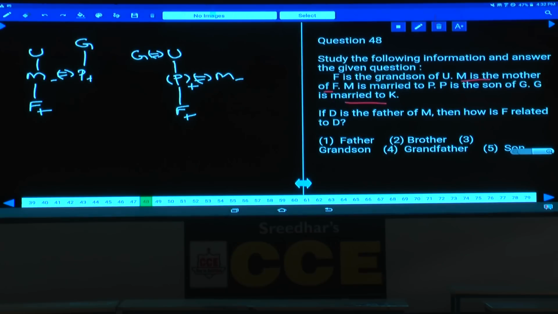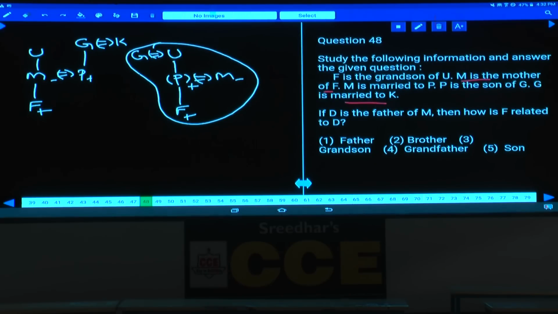As G is married to K, in the first case G is married to K is valid. But in the second case, G is already married to U and G married to K is ruled out. And this case is ruled out. Finally, we are left with only one case.